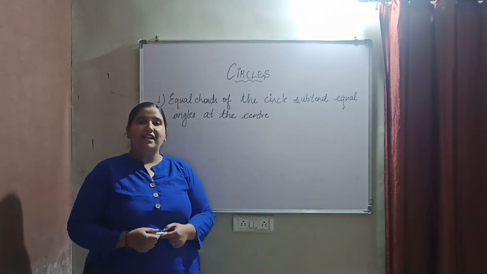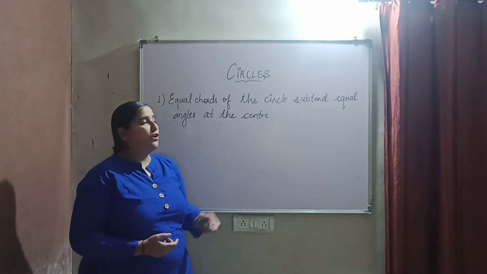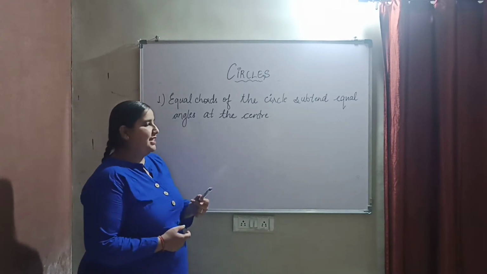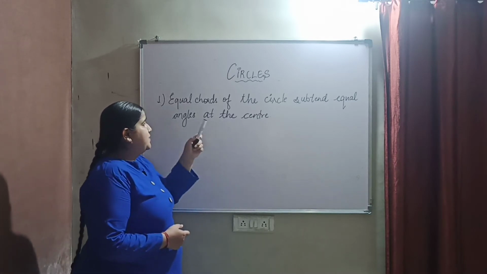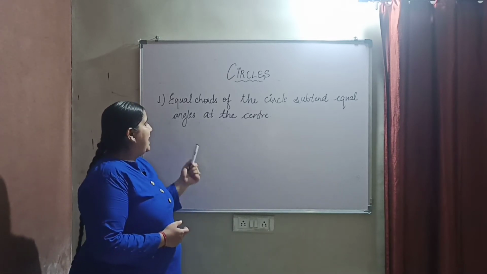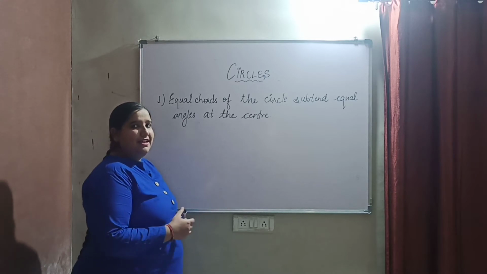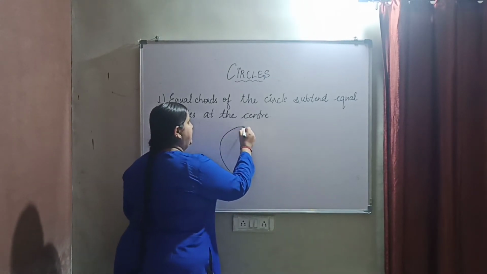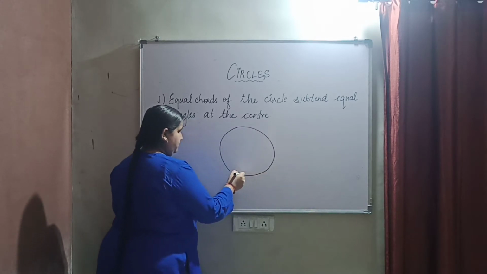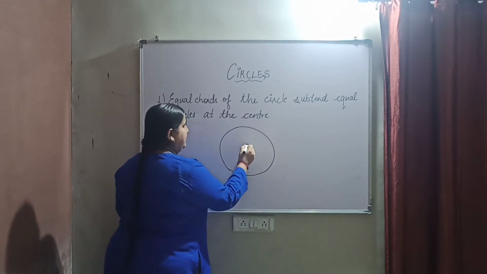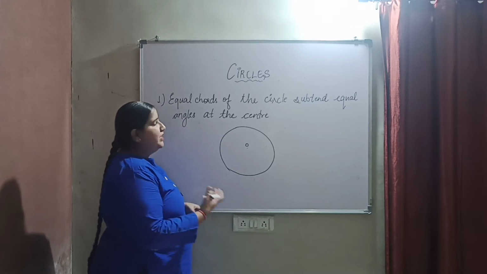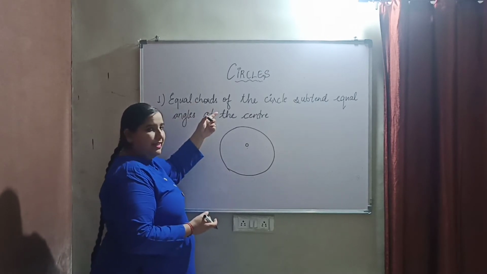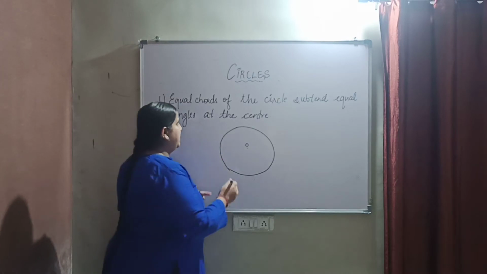Today we are going to deal with the theorems related to the topic circles. Let us understand the first theorem that says equal chords of the circle subtend equal angle at the center. So let us take a circle. Suppose there is a circle with center O and it contains two chords that are of equal length. It is given in the statement itself, equal chords. That means a circle should have two equal chords.